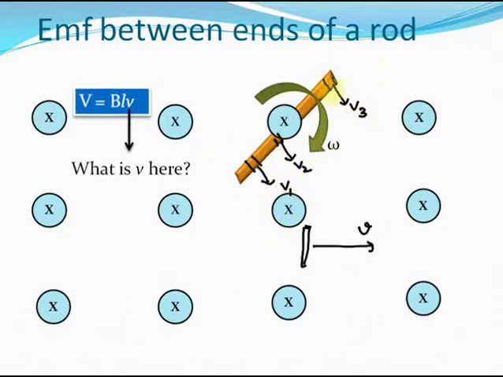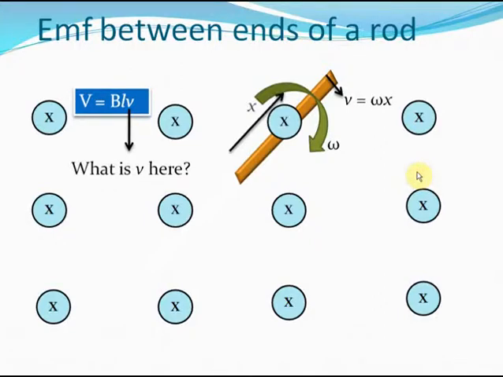If you consider any point on the rod which is at a distance x from the origin, it's moving with a velocity omega x, isn't it? So there you go. The velocity of each part of the rod varies with x. So we cannot directly apply the formula EMF equal to BLV here. In this case, we will have to calculate the EMF for every small element on this rod first, and then we can integrate the net EMF to get the final EMF induced throughout the ends of the rod.